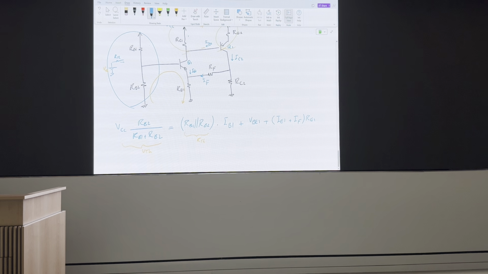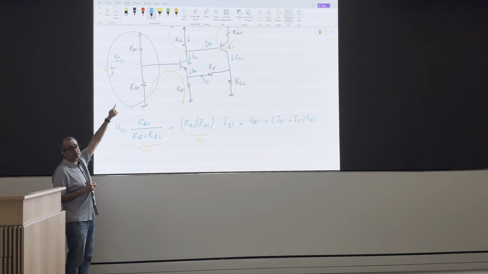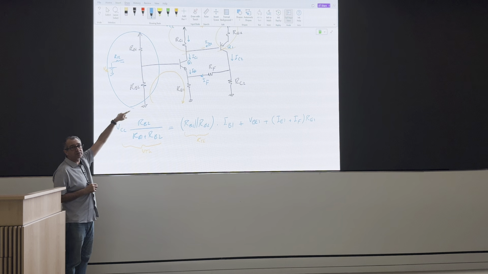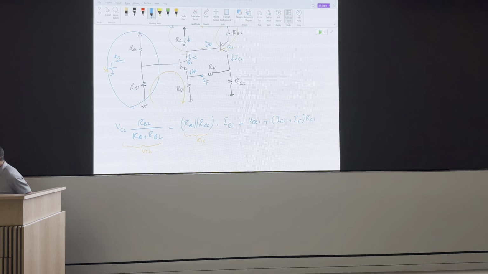So the current through RC1. See, IC1 is down here. This is IC1. So IC1 is equal to the current through RC1 plus IB2. Or the current through RC1 is IC1 minus IB2. Okay, so RC1 times IC1 minus IB2 equals the voltage drop on the right branch. So that's IE2 times RE2 plus VEB2.